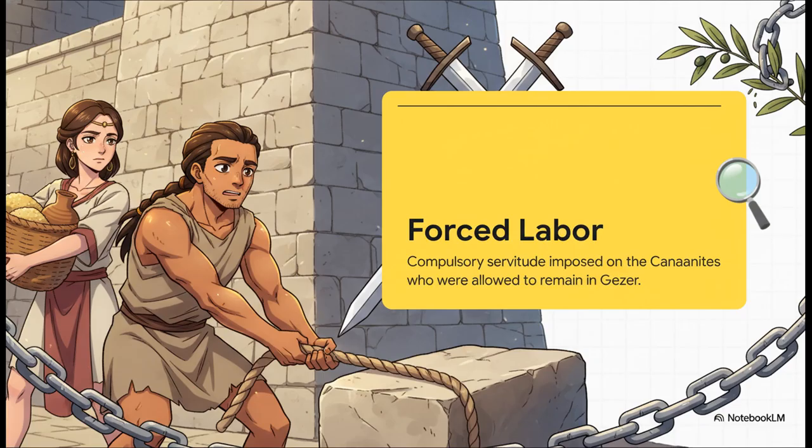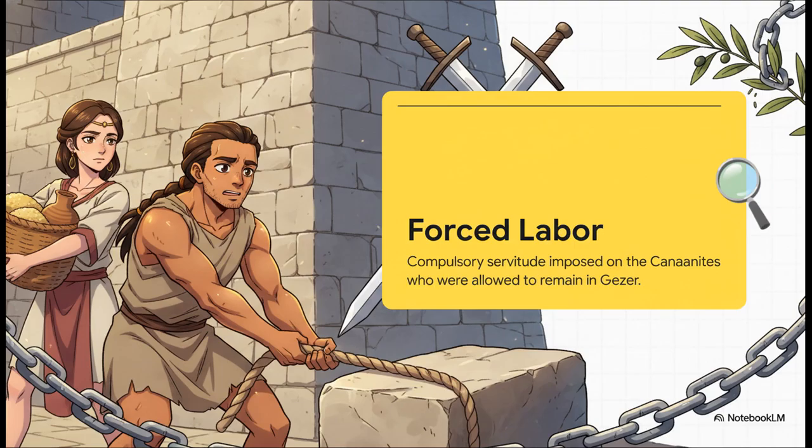And it was all about economics. They imposed forced labor or task work. The Hebrew word is mas, meaning compulsory servitude. Ephraim had grown militarily strong, so they realized, hey, we can easily control these guys in Gezer. They let them stay, but forced them to work.